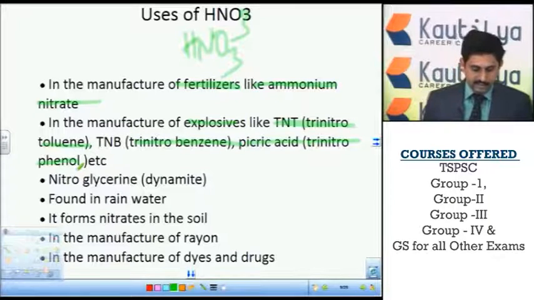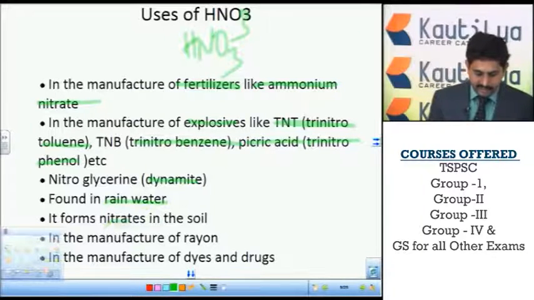It is also used in the preparation of dynamite, that is nitroglycerin. It is found in rainwater as acid rain, and it forms the nitrates of the soil, which is very important. It is also used for manufacturing of rayon, dyes and drugs.